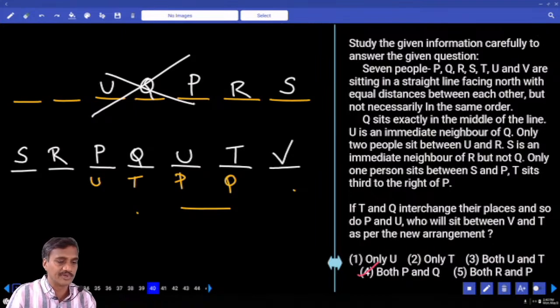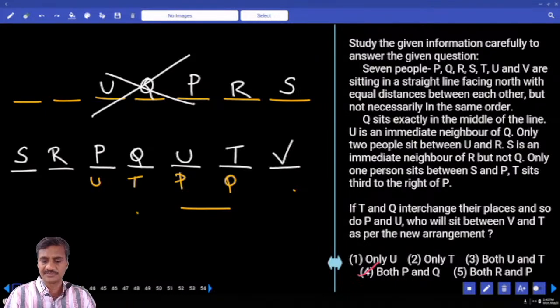Clear? This is about paper number 15, RRB Clerk Prelims. The next one, any number series questions in this? Question number please.